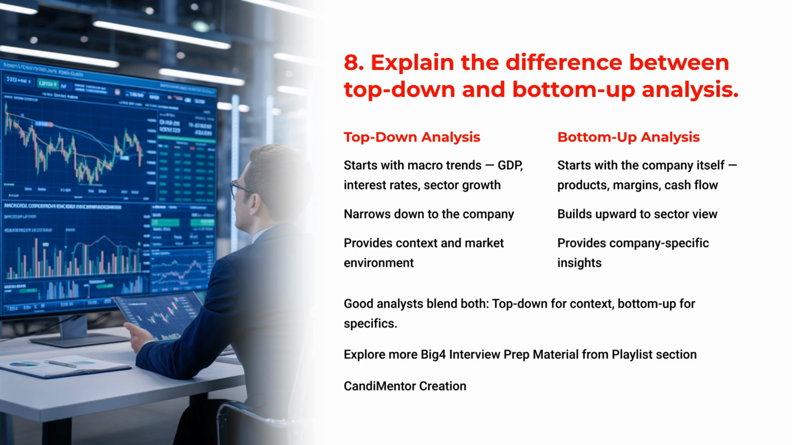Explain the difference between top-down and bottom-up analysis. Top-down starts with macro trends, GDP, interest rates, sector growth, and narrows down to the company. Bottom-up starts with the company itself, its products, margins, cash flow, and builds upward. Good analysts blend both. Top-down for context, bottom-up for specifics.